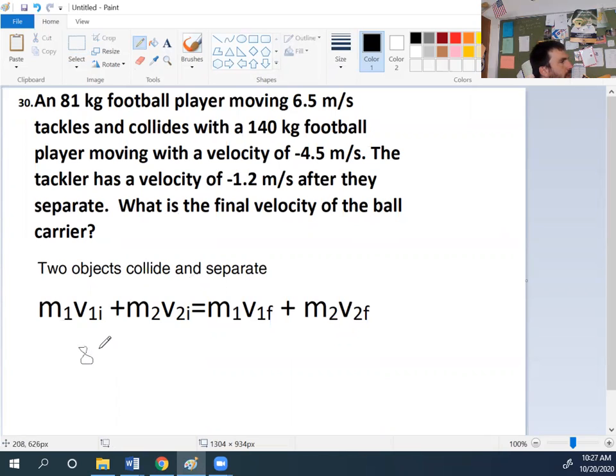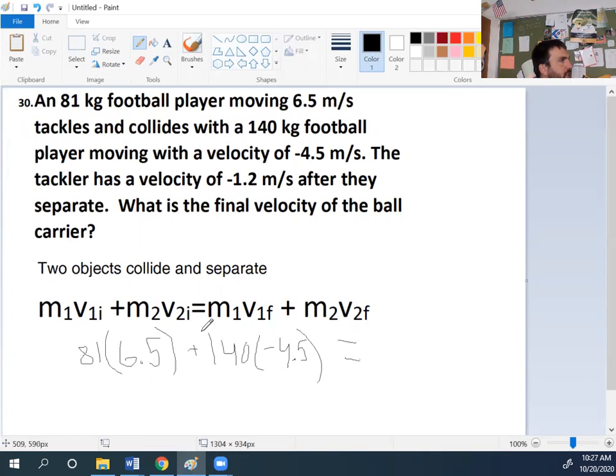81. What is the velocity of the first object? 6.5. Because we're saying he's moving forward. That's why he has a positive velocity. Plus, what's the mass of the second? 140. Times the velocity of the second one. Negative 4.5. Because he's going the opposite direction, that's why he has a negative velocity, okay?